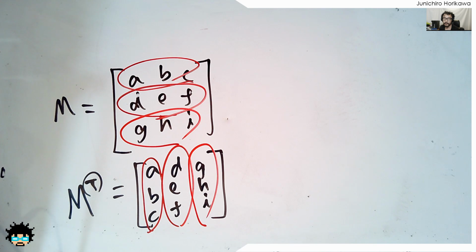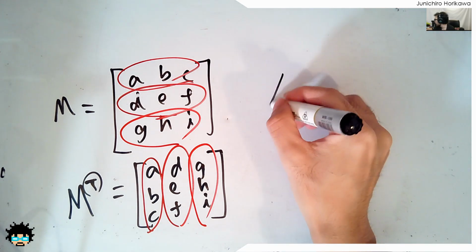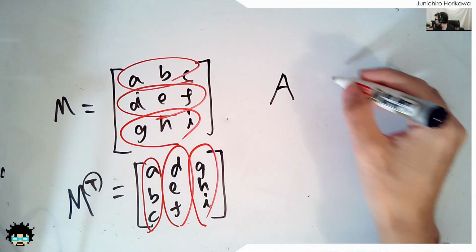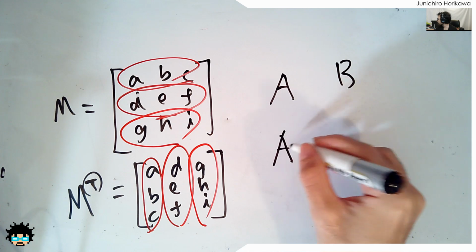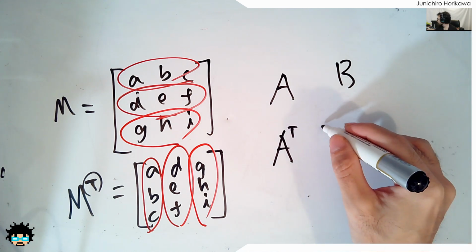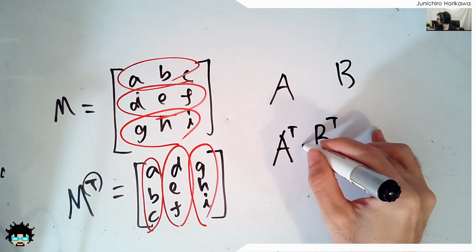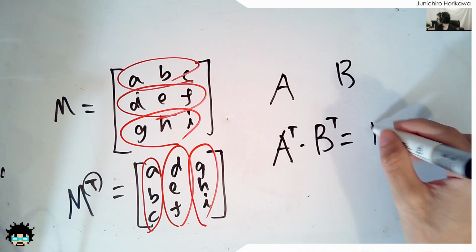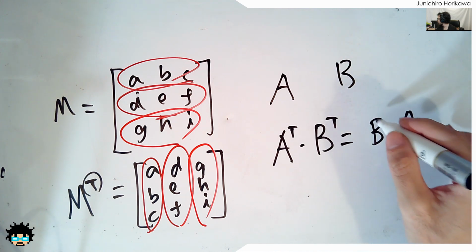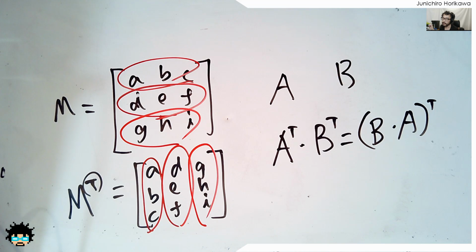Now, in terms of calculation, the transpose has some characteristics. When you have two matrices, let's say one is called A and the other is called B, and you have transpose A and transpose B, if you multiply them together, it is equivalent to B multiplied by A, transposed.